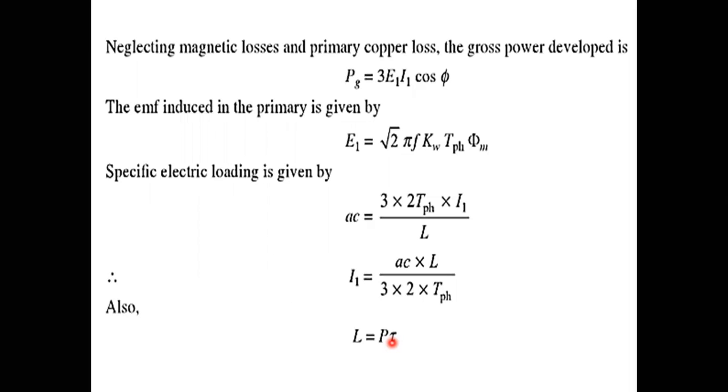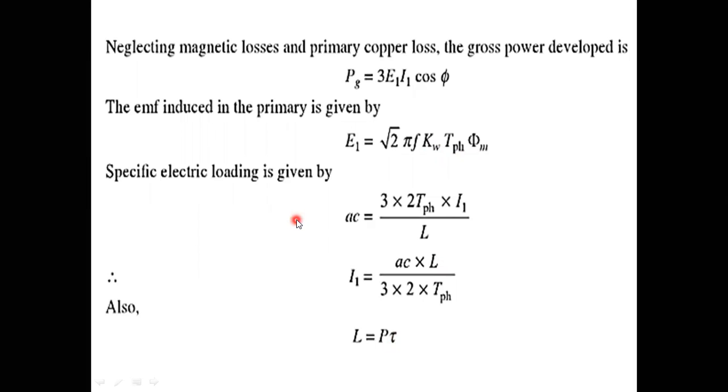Next, whenever an EMF is induced in the primary side as well as the secondary, the EMFs are produced at the same time. The primary also induces some EMF of a self-induced nature. So the EMF induced in the primary is given by E1 equals root 2 times pi f K W, the winding factor, times T phase, the turns per phase, times phi M.